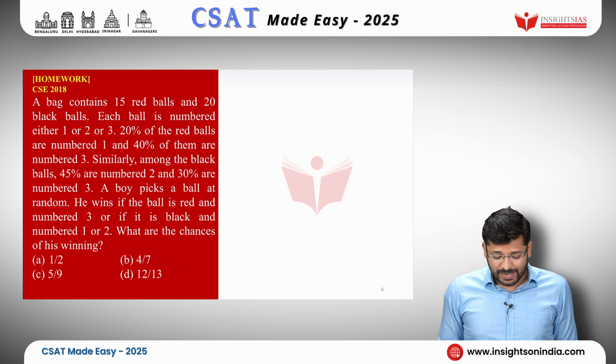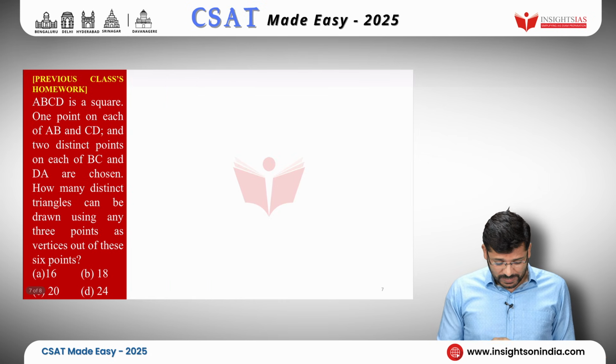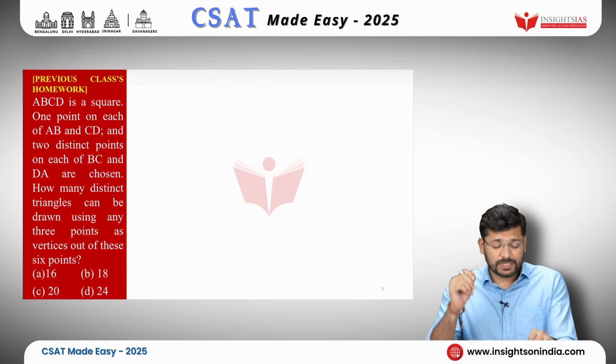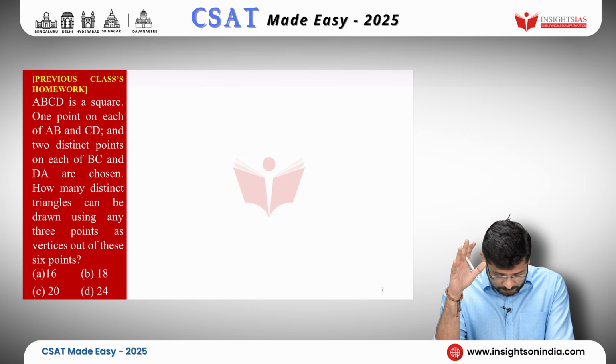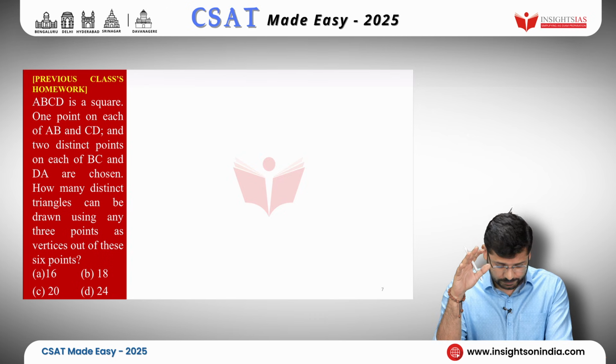Okay. Now it is time to answer the homework question of the previous class. This was the previous class's homework question, right? It was based on combination. Let's read the question. ABCD is a square. 1 point on each of AB and CD and 2 distinct points on each of BC and DA are chosen. How many distinct triangles can be drawn using any 3 points as vertices out of these 6 points?